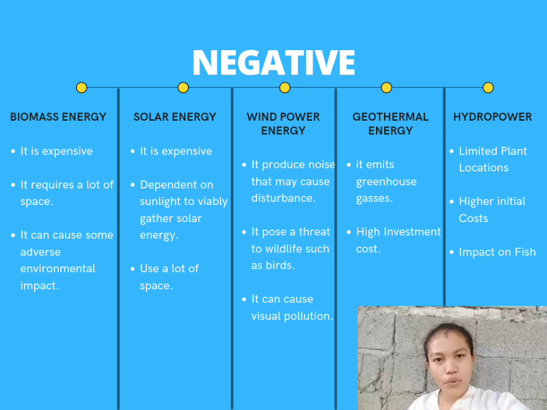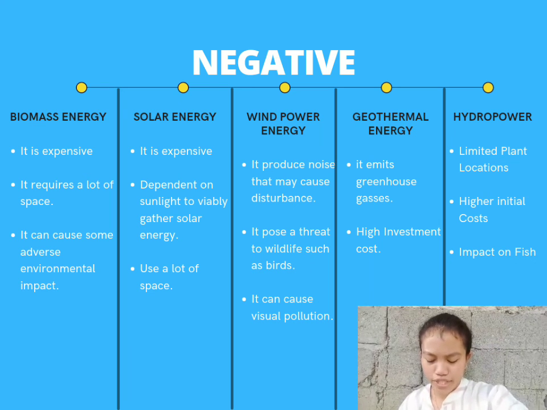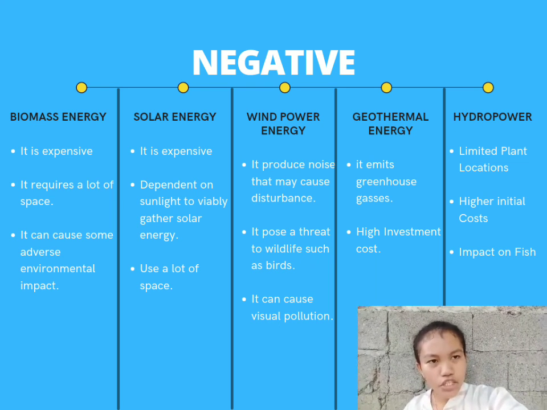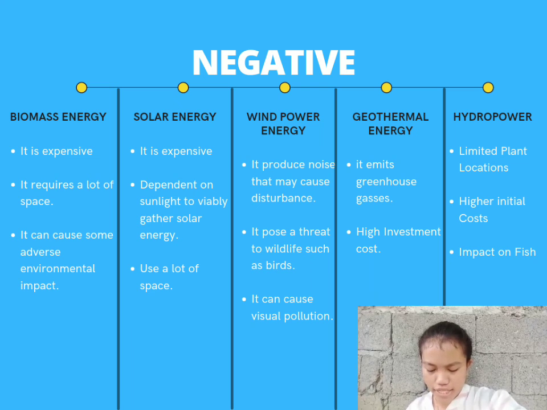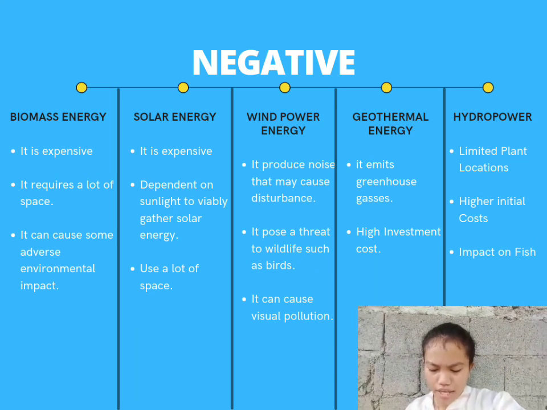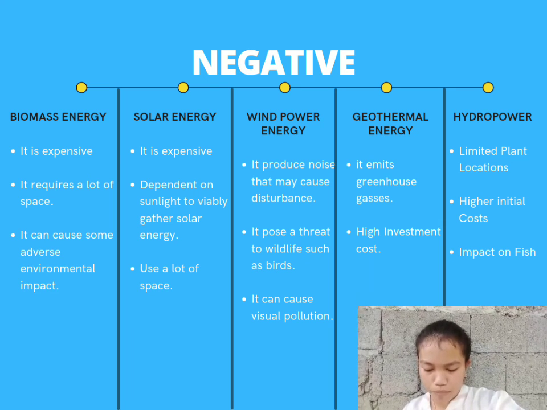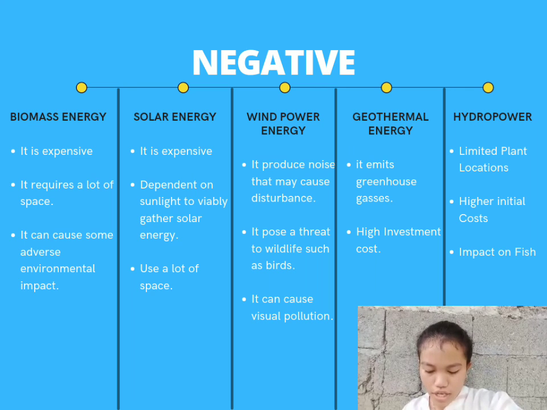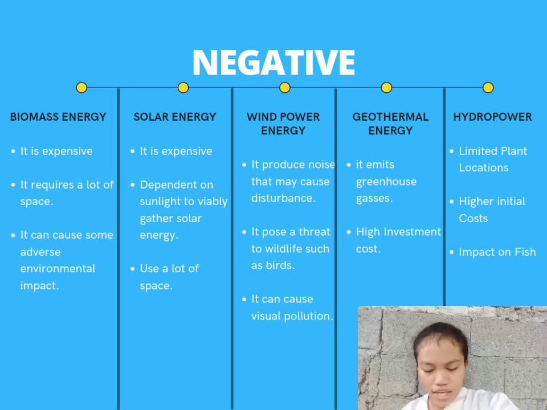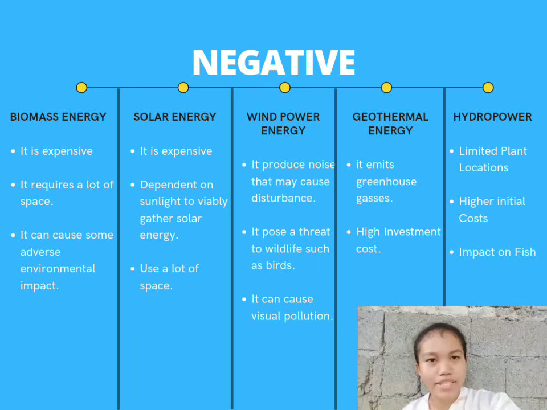Next is geothermal energy. It emits greenhouse gases and has a high investment cost. Some of the social impacts of geothermal development are displacement and disputes over land rights, the rights of indigenous people, loss of livelihood, short-term disruptions such as traffic, influx of population, noise, and others. There is also a lack of stakeholder engagement or consultation and disputes over employment and economics.